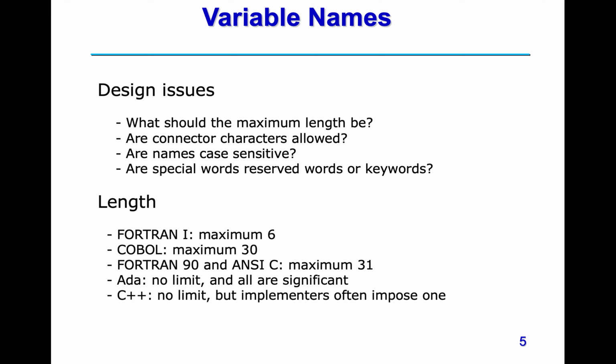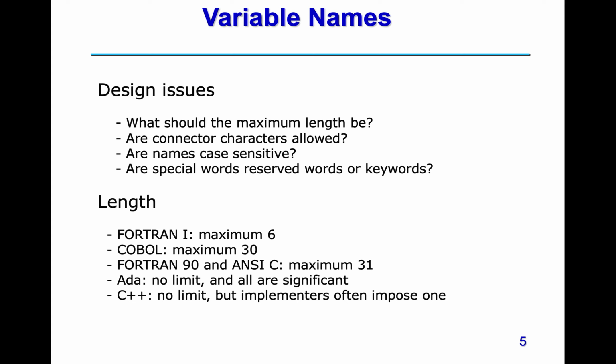For example, what should the maximum length be? Are connector characters allowed? Are names case sensitive? Are special words, reserved words, or keywords allowed? Underneath the bullet points are just a couple of issues in a category of design issues. There are other ones, like what's the scope of the name? Can you reuse the name? What happens if you're not using the name anymore? Can you get rid of it? There are all sorts of different implementation details to think about.